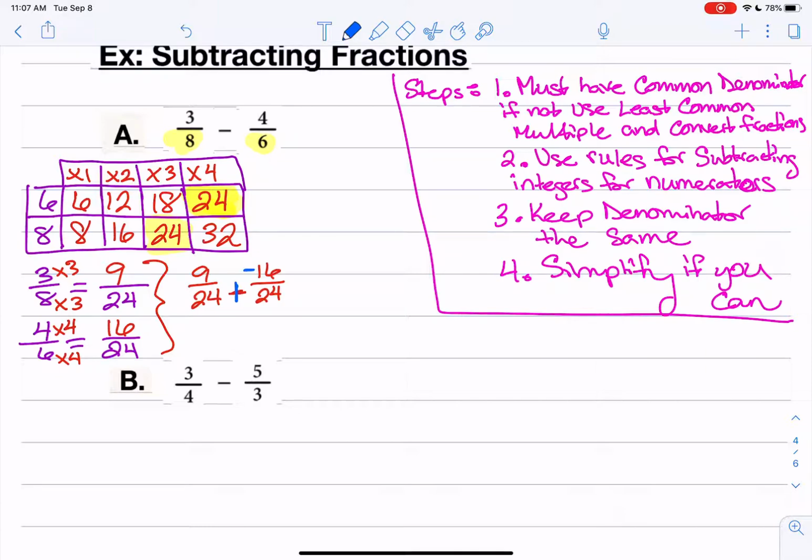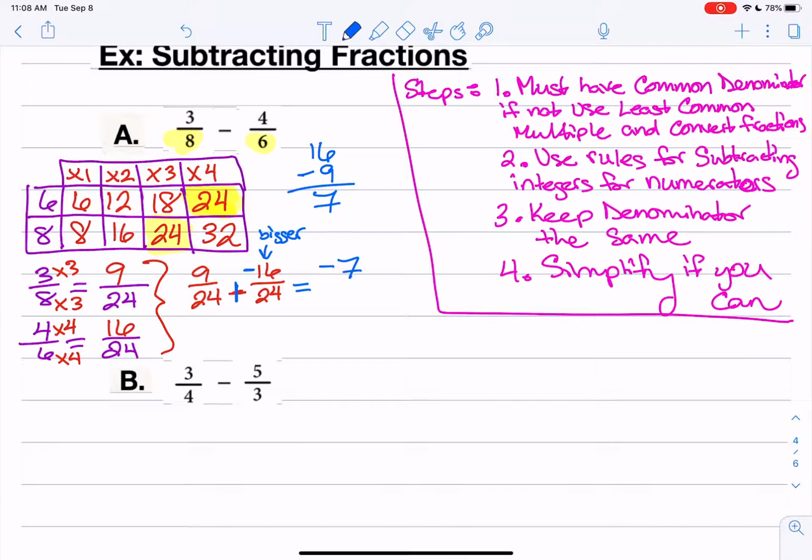Then our next step with subtracting integers is you look and see, are the signs the same or are they different? The signs are different, so we subtract and keep the sign of the bigger number. So that's going to be 16 minus 9, which is 7. 16 is the bigger number, so my answer is going to be negative. So it's going to be a negative 7 on top.